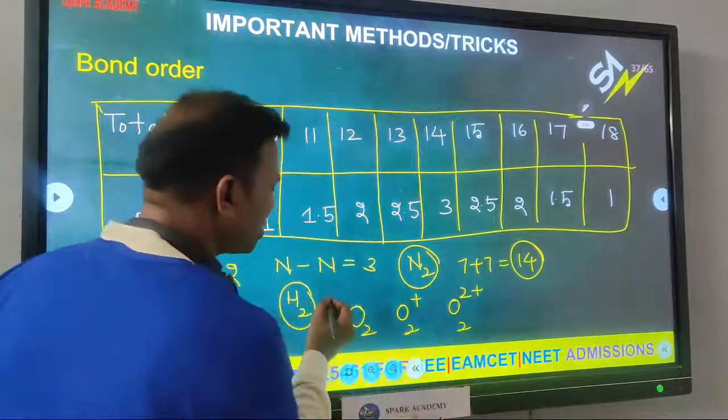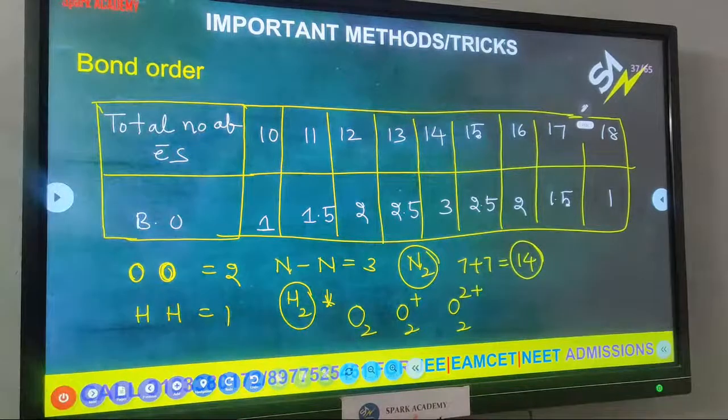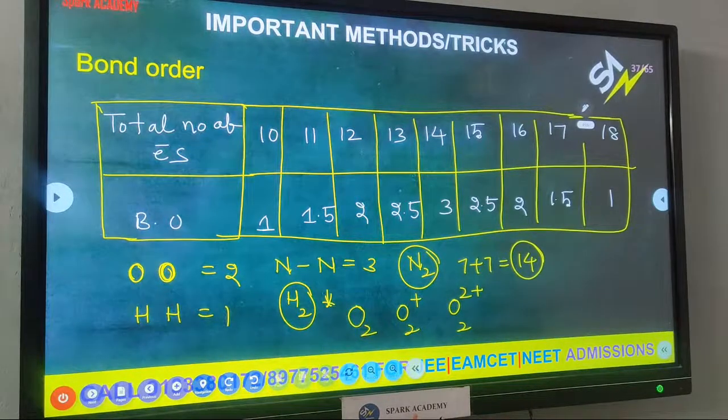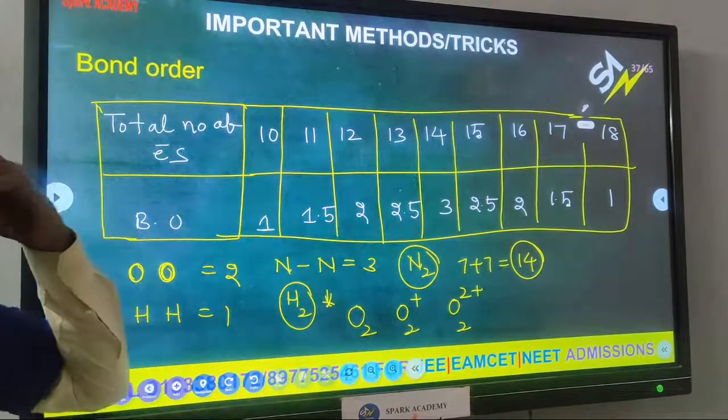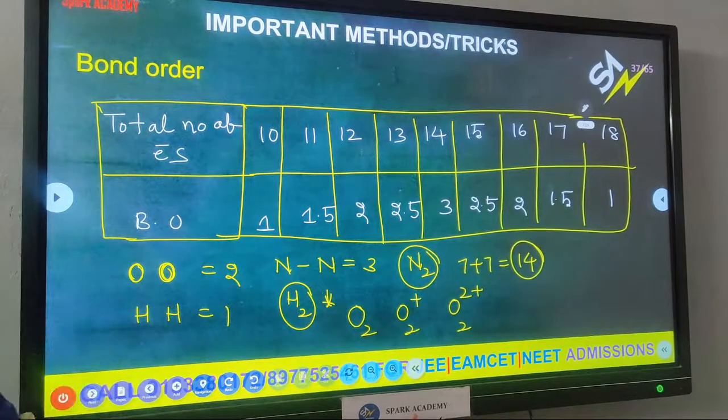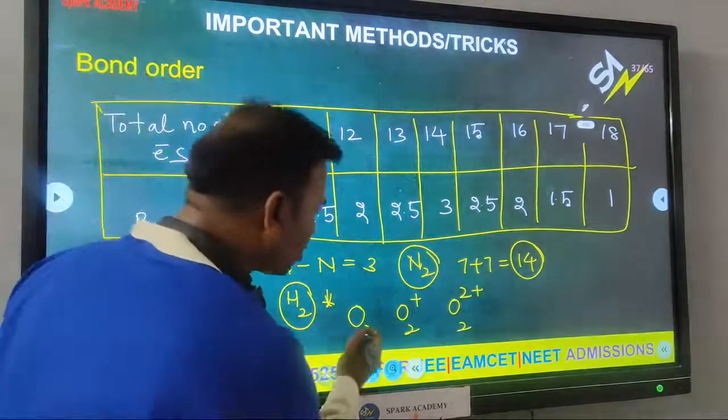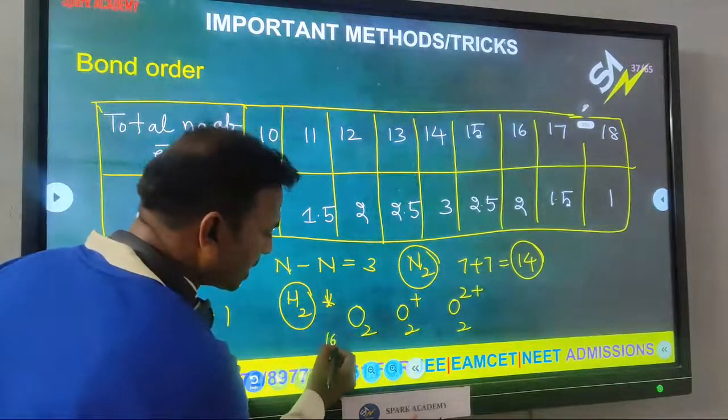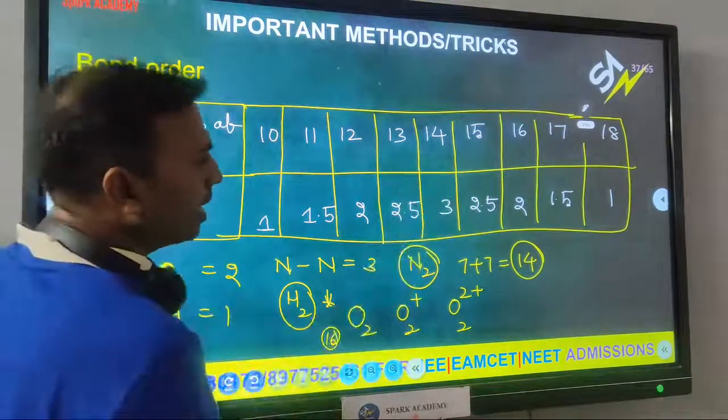Now we take the very important ones for the exam: O2, O2 plus, O2 2 plus. It is a star mark question. Now we have to check their bond orders. What is the bond order of O2? Oxygen atomic number 8, so 8 and 8, 16. Total number of electrons in O2 is 16.